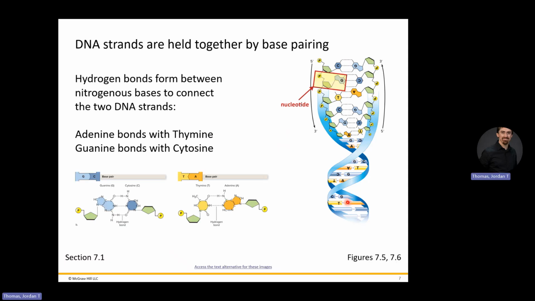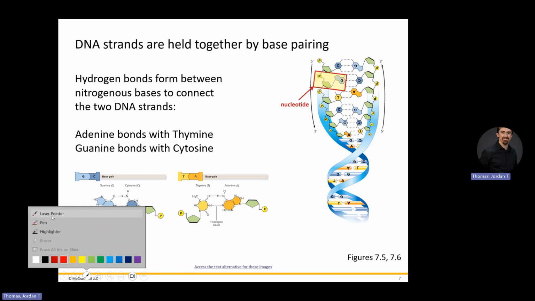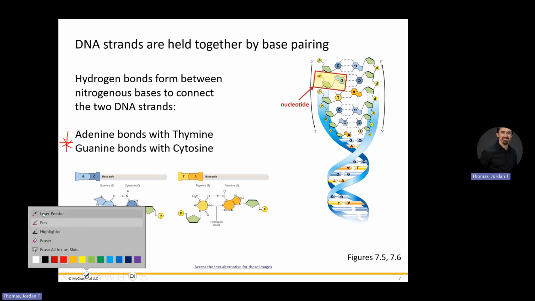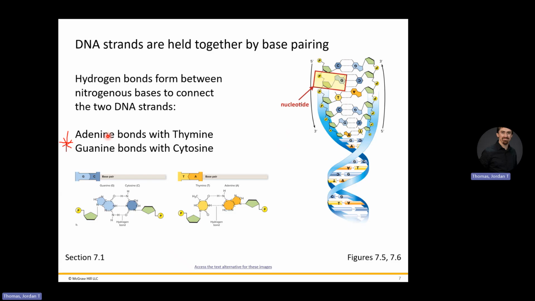DNA strands are held together by base pairing. Like I mentioned earlier, hydrogen bonds between nitrogenous bases connect the two DNA strands. But this is the key thing that I want you to know. I'm going to get my pen out for this. Know these base pairs. Whenever we talk about base pairs in DNA, adenine binds with thymine, guanine binds with cytosine.